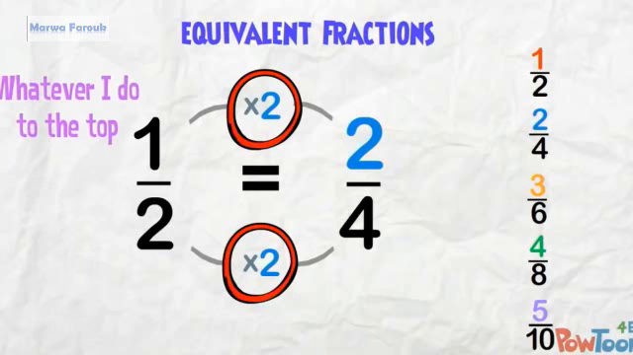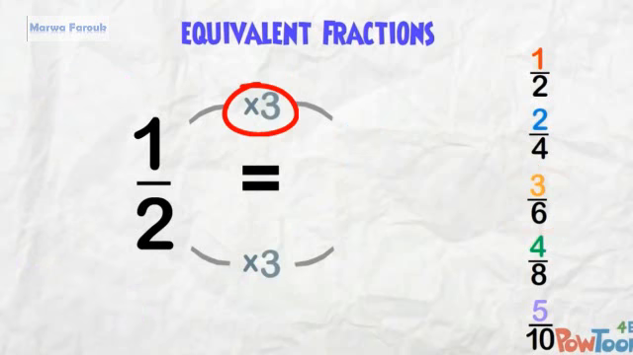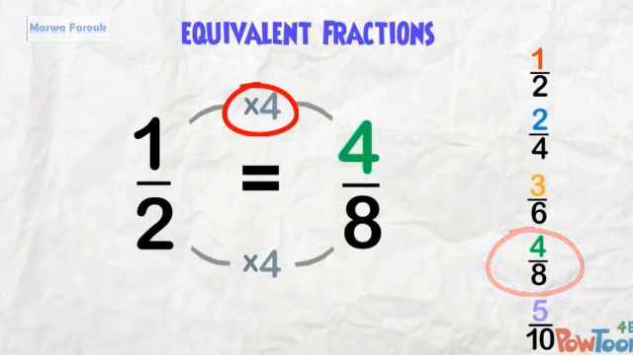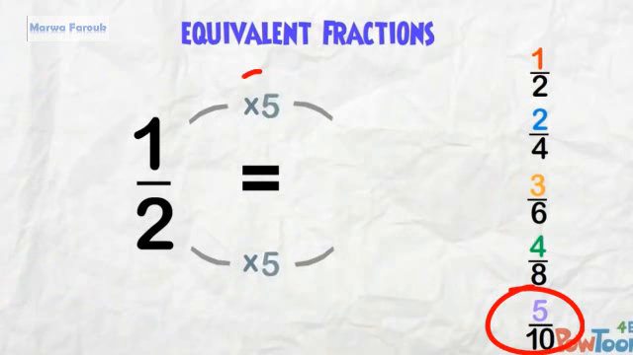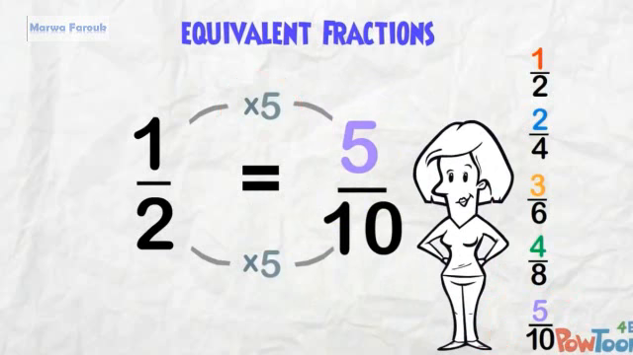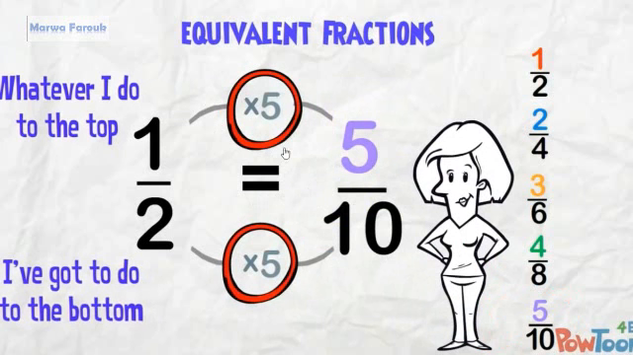Okay, let's take the other fraction, which is 3/6. Here I will multiply by 3, so I will get 3/6. Okay, what about 4/8? I will multiply by 4. And the last one, 5 over 10, I will multiply by 5 to get equivalent fractions here. So each time the factor is the only thing that changes, and whatever I do to the top, I have to do to the bottom. Don't forget this rule, it's very important.